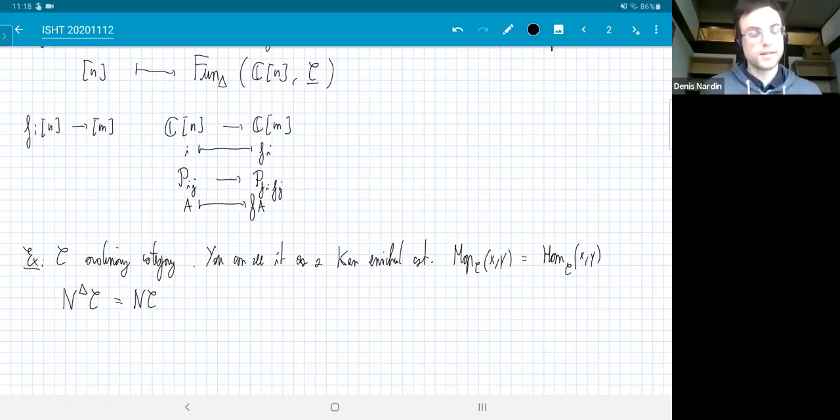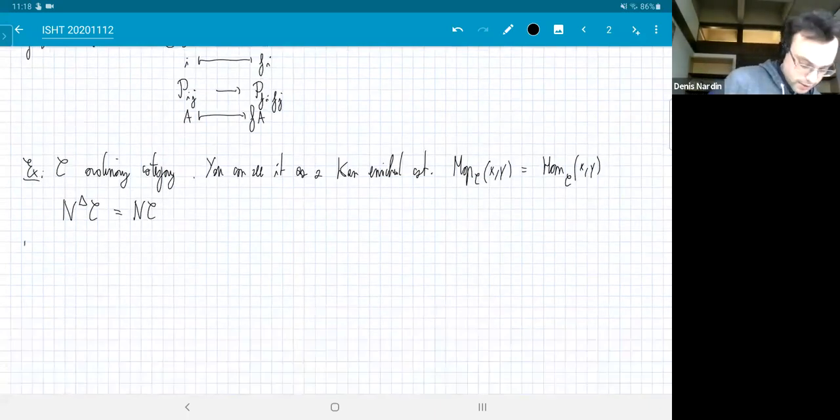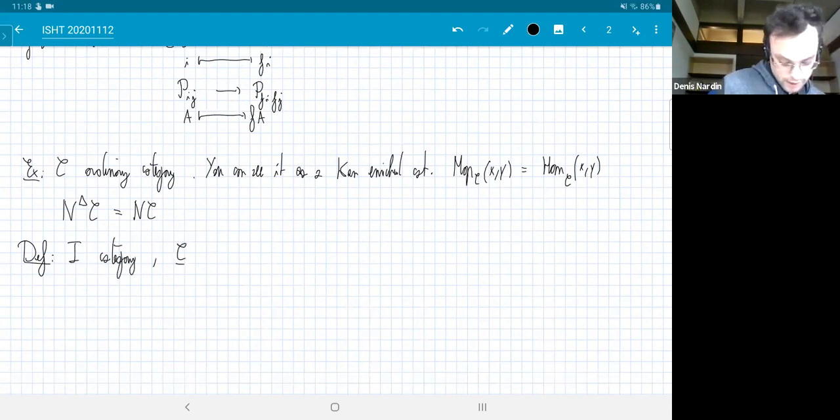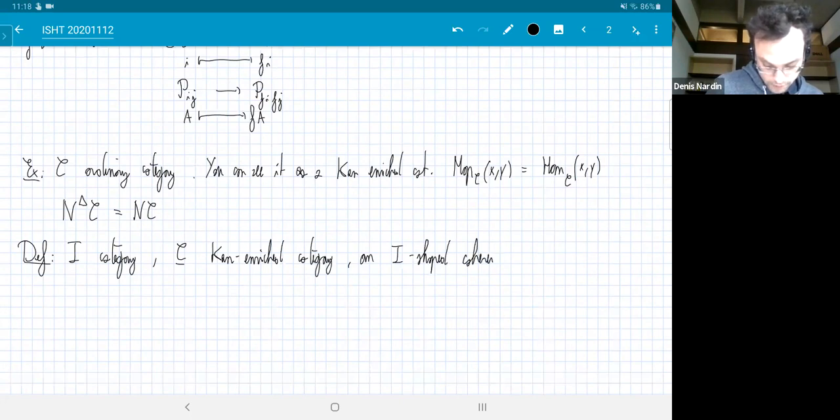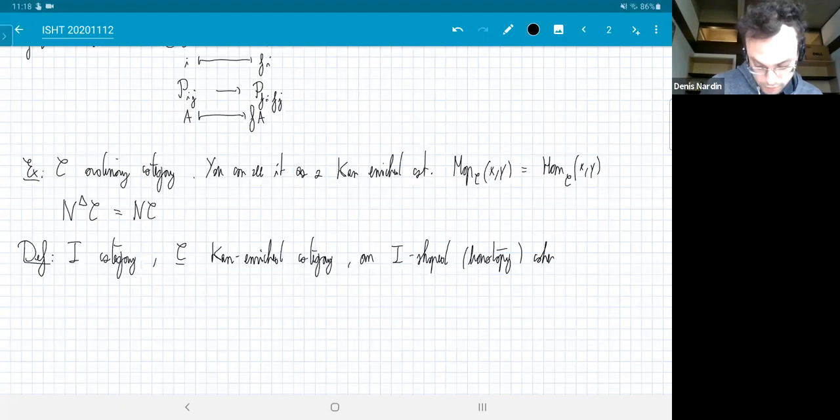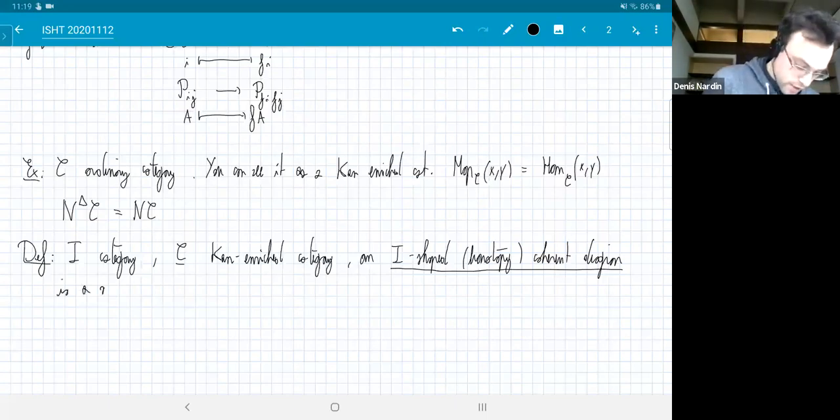But we do happen to have examples where homotopies are interesting. So let me define the notion we were going for so far. Let I be a category and C underline a Kan-enriched category. An I-shaped homotopy coherent diagram. Well, many people, me included, tend to remove the word homotopy because the term is long enough, and sometimes you just say diagram when the definition is clear. It is a map of simplicial sets from the nerve of I to the coherent nerve of C underline.